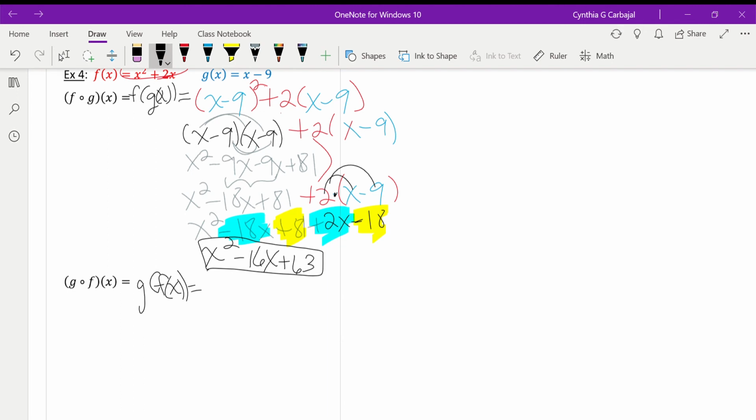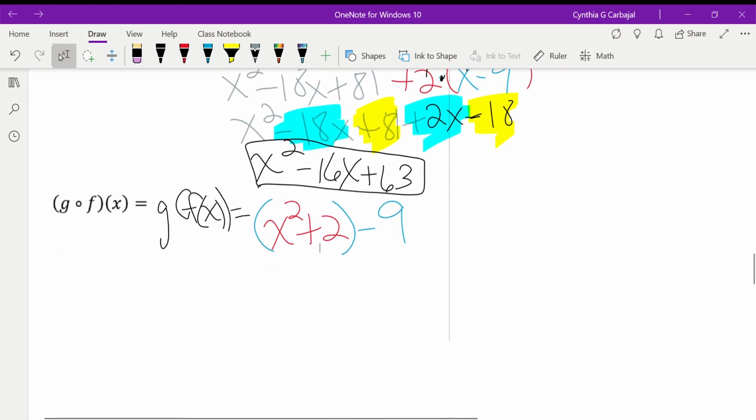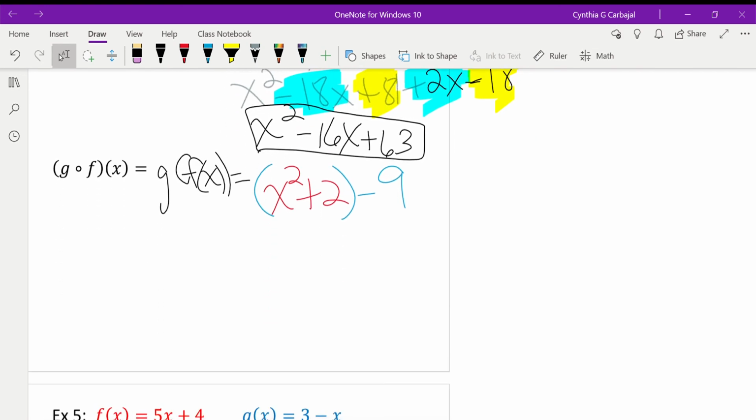And then I'm going to color coordinate because I like that. So it's going to be x minus 9 is our g function. So x minus 9. Parentheses minus 9 because that's where we're substituting. And we're substituting the f function, x squared plus 2x in the x position of the g function. Alright, and then here we're just subtracting x squared plus 2x and then minus 9.